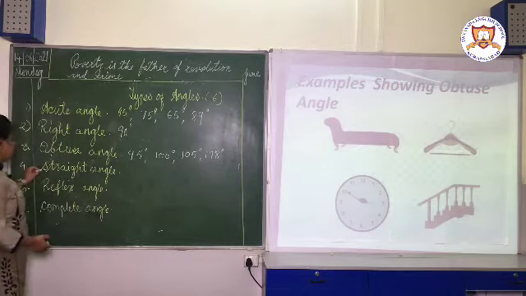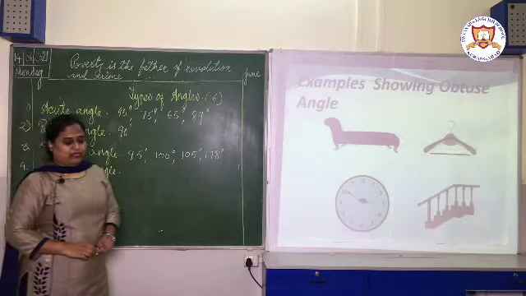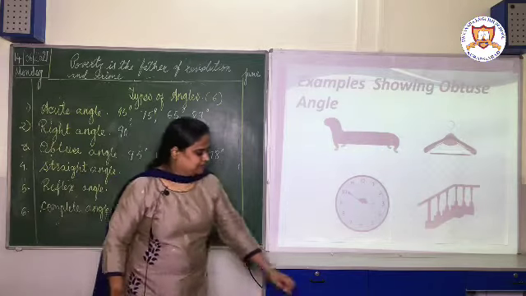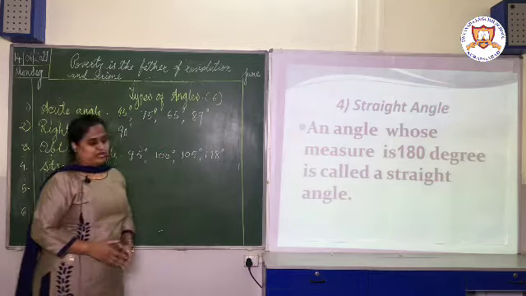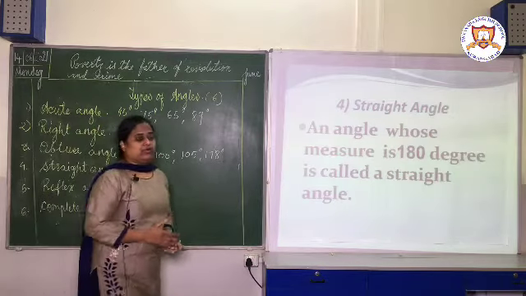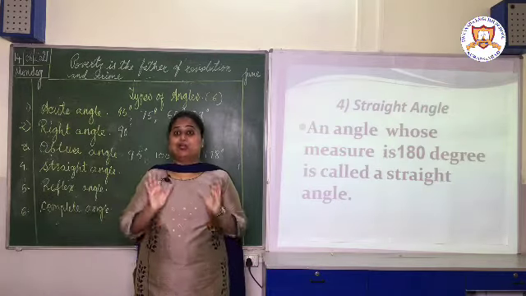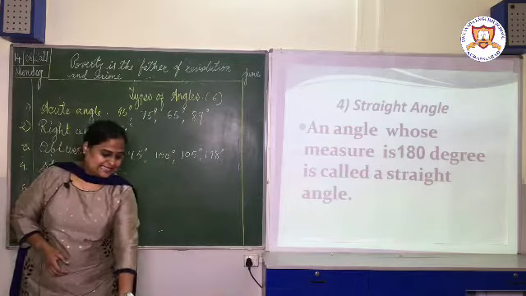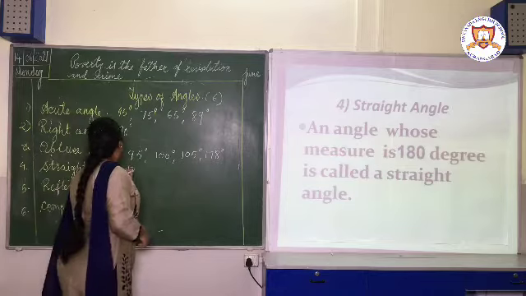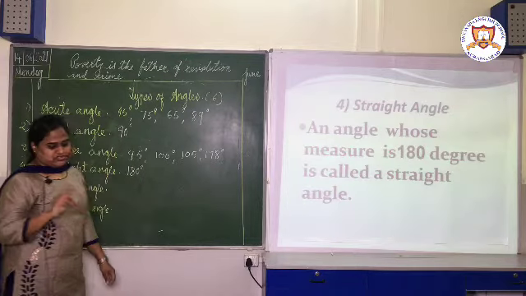What is our next? Straight angle. Okay. What will we see? The straight angle. Now the straight angle means what? A straight angle is one whose measure is exactly 180 degrees. Okay, an angle whose measure is exactly 180 degrees is called a straight angle.